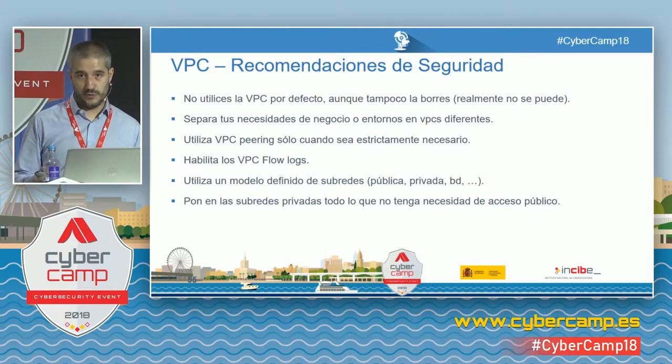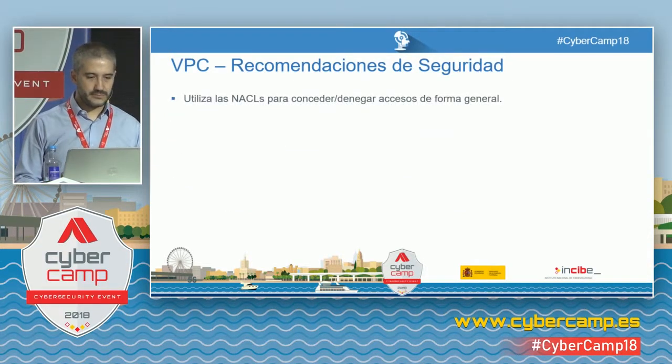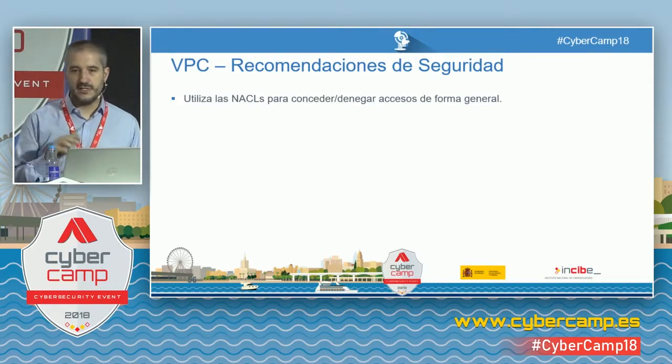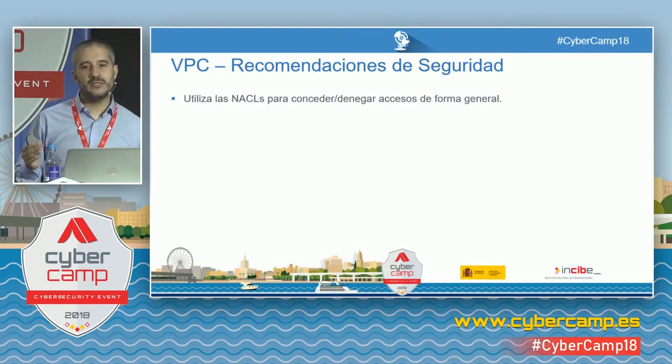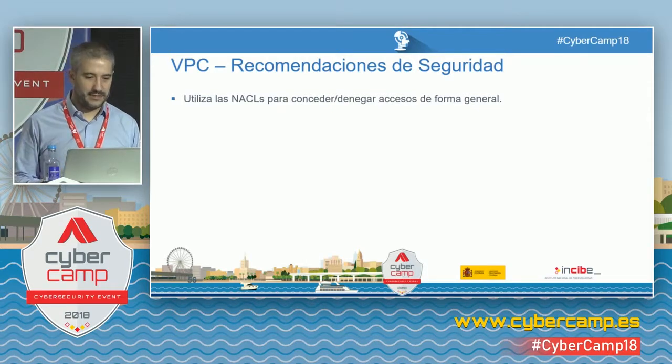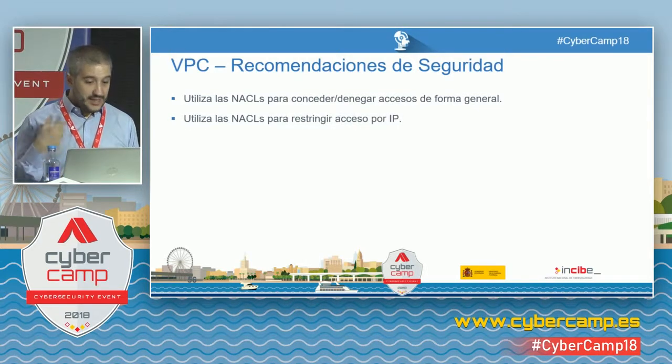On private subnets, have everything that does not need to have access to the public. If it's not a web server, if you don't need anyone going into it, then move it to the private part. Use the knuckles to grant and deny access, generally speaking. When I say generally speaking, what I mean is if I use a knuckle where I state that all the machines inside the net segment have the port denied, it doesn't matter whether on the security group I say yes, because the network policy trumps every other policy.